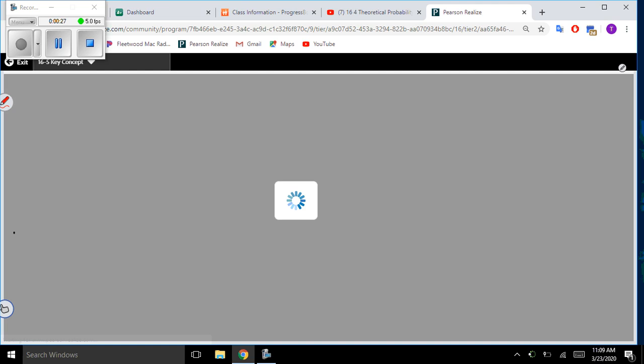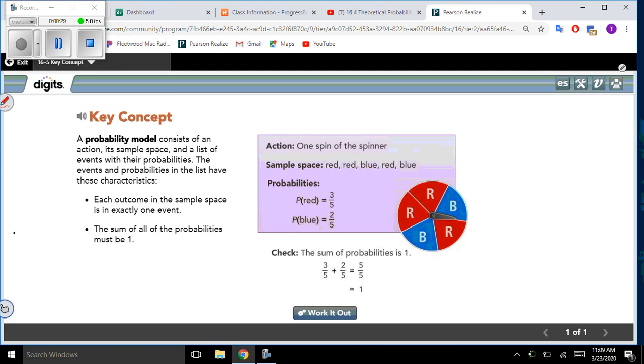When we pull this key concept up here, I want you to note that a model has to consist of really three things. It has to consist of an action, it has to consist of all the sample spaces listed, and it has to consist of the probabilities themselves. You also have to note that each outcome in the sample space is in exactly only one event, and that the sum of the probabilities has to be one.